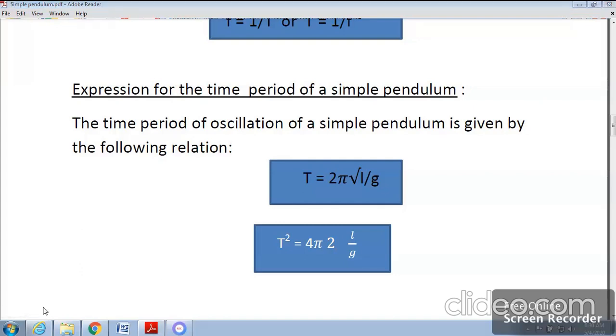A very good example of a compound pendulum is the pendulum that is used in the clock, which is not a simple pendulum, it is a compound pendulum.